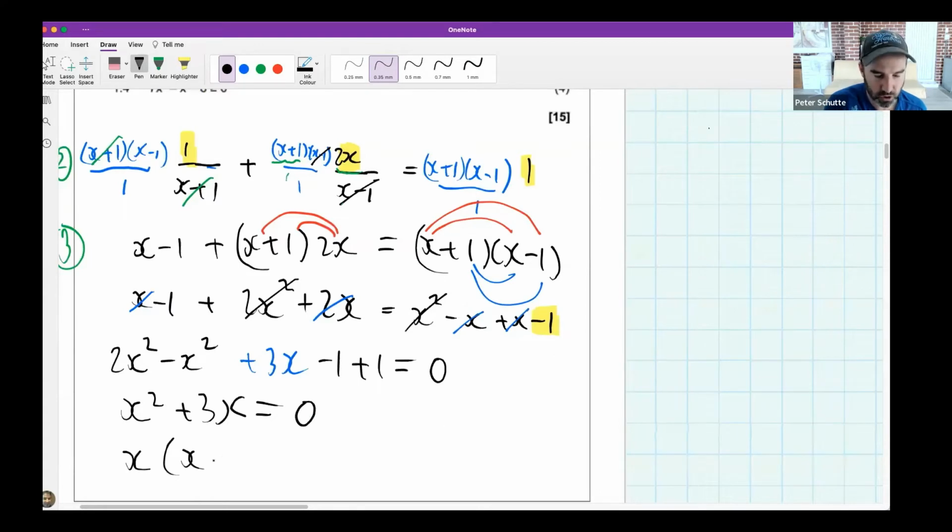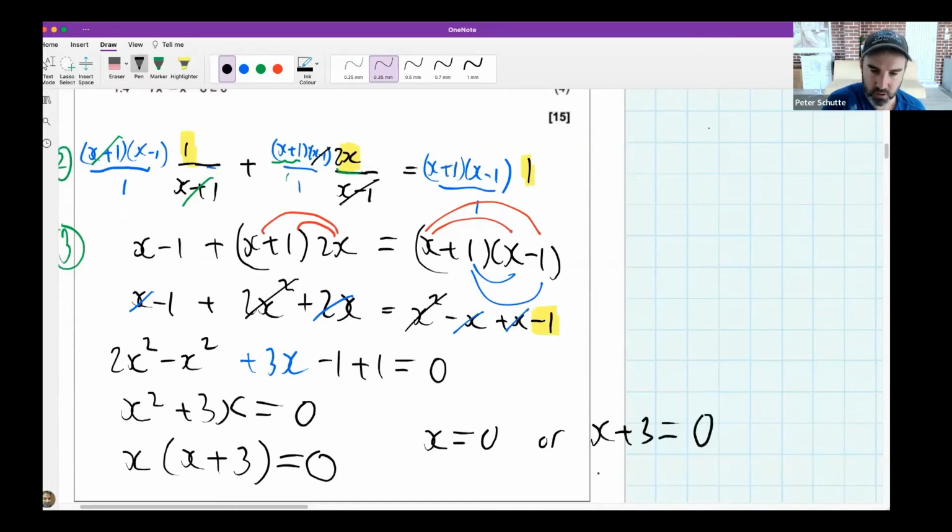Now you could use the quadratic formula, but in this case, the factorizing is a lot easier. And so you're going to get basically x must be equal to 0 or x plus 3 is 0. And so my two answers should be 0 or minus 3. Yeah, Younger, you want to ask your question?